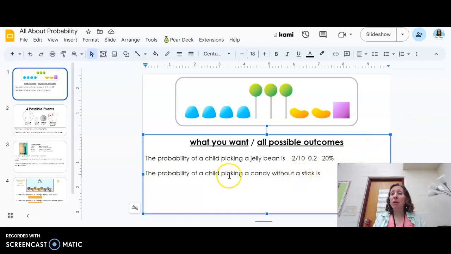The probability of a child picking a candy without a stick. Well, the blue ones and the yellow ones and the purple one don't have a stick. So it would be 7 out of 10, which would end up being 70%. And that would actually be likely, since it's more than half.